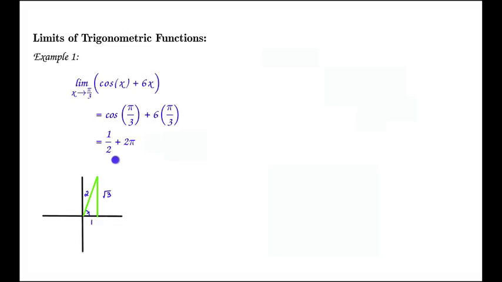That is a real number, so we actually have a limit here. We can also write this limit as 1 plus 4 pi all divided by 2 if we wanted to have it over a common denominator. So we see that for many of our problems, direct evaluation of our trig function will give us the answer to our limit. Let's look at a second example.